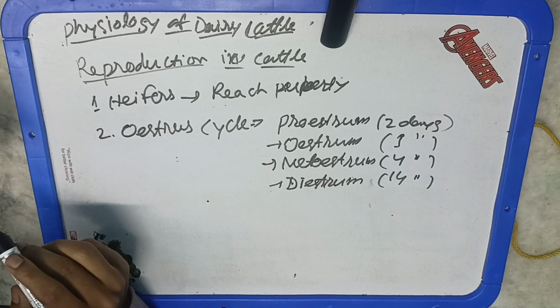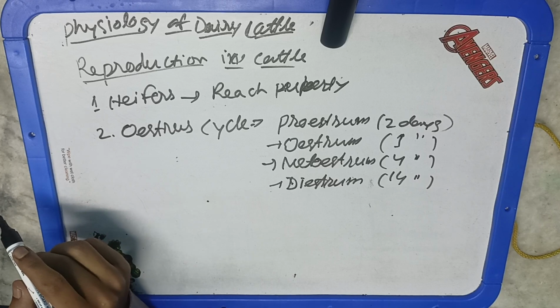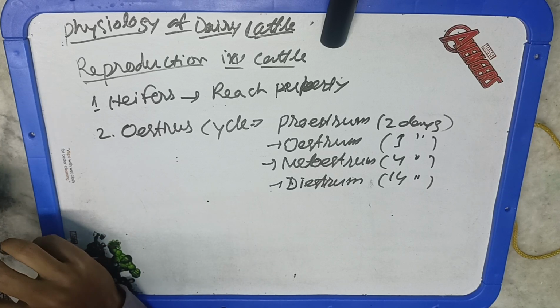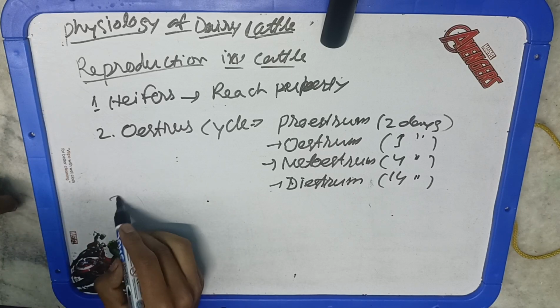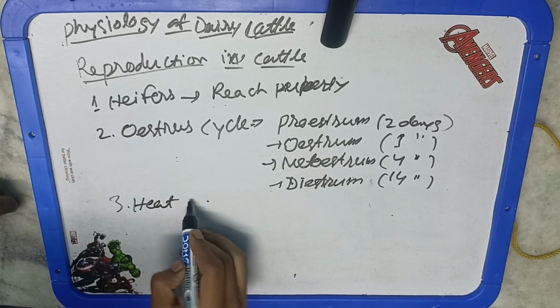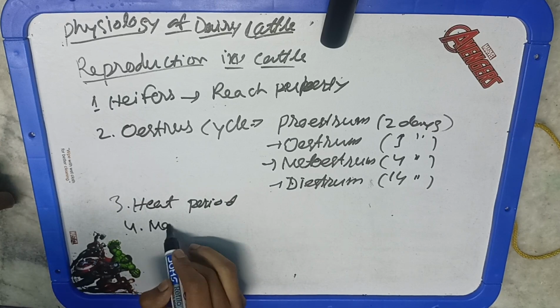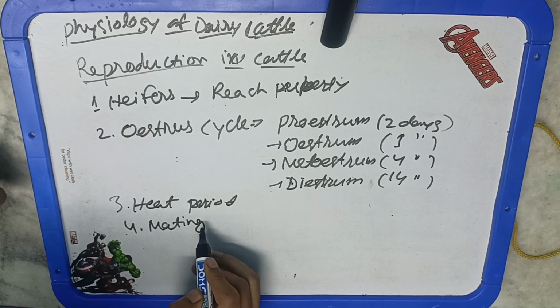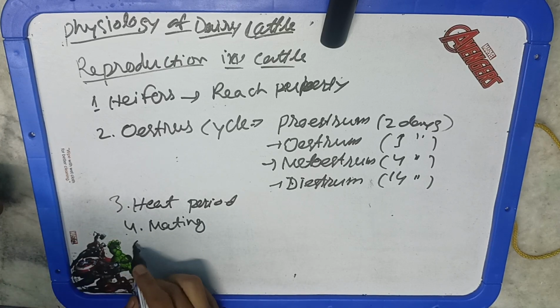So the female will exhibit some behavioral changes to attract the opposite gender, so that the male can fertilize her in that particular period, and this is known as the heat period, where the urge of copulation is very high. Then is the mating. This is for the mating only. A bull is introduced to the herd. He mates with the cows that are in the estrus cycle.